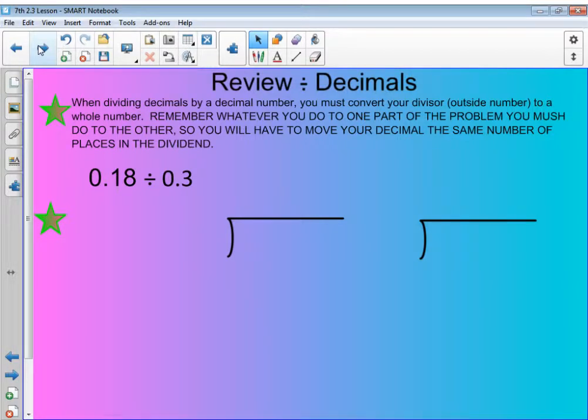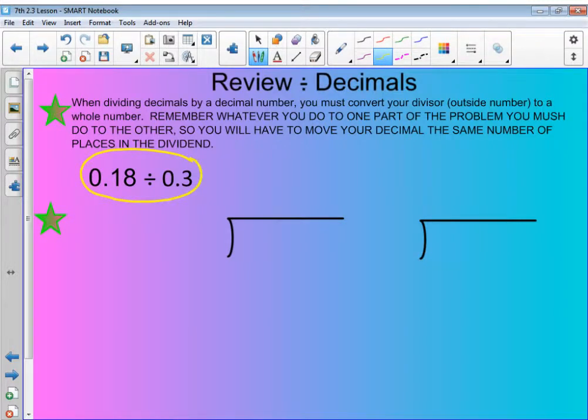The most common mistake on these is kids tend to reverse or flip around the way that these are supposed to be written when it comes to a table format. So when you read this, you would read that as 1.8 divided by 0.3. So my 1.8 is really sitting underneath here, and my 0.3 is going to sit on the outside.